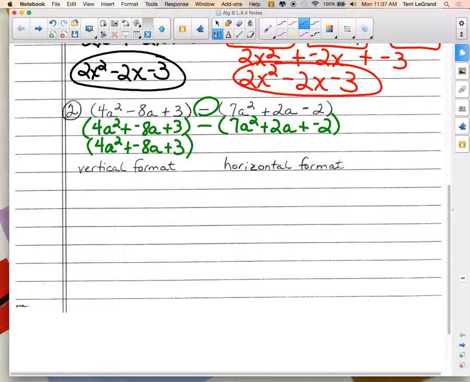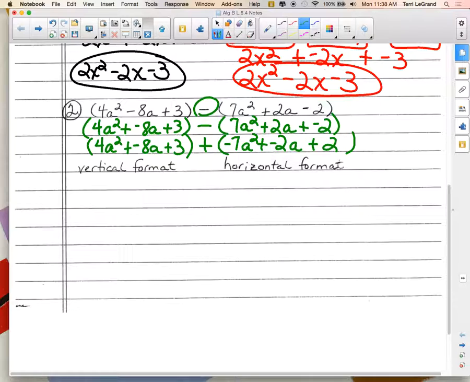But now we're ready to take care of this subtraction, and we're going to change it to addition. But when we do that, every single one of these terms has to be changed to its opposite, because that whole polynomial needs to be subtracted. So the first term will now be what? Negative 7a to the second plus negative 2a plus positive 2. Don't try to do too much at one time.